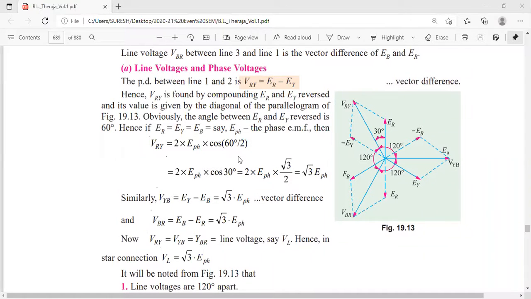Okay, in the last class, we had derived the formula. We had derived the relation between line voltage and phase voltage. What is the formula we had derived? What is the relation between line and phase voltage? This formula we had derived.